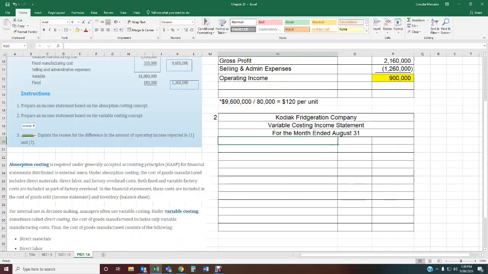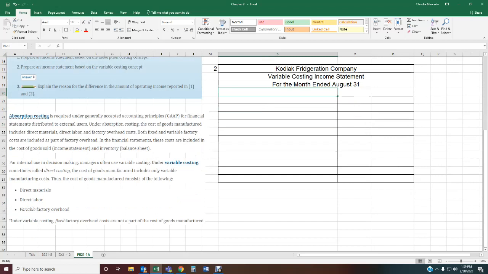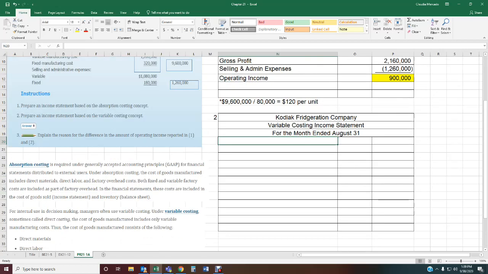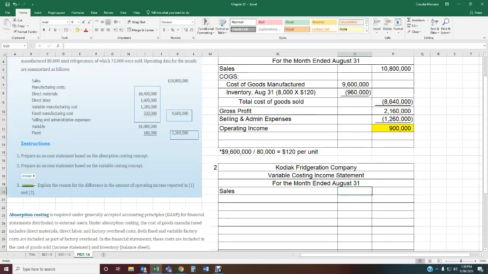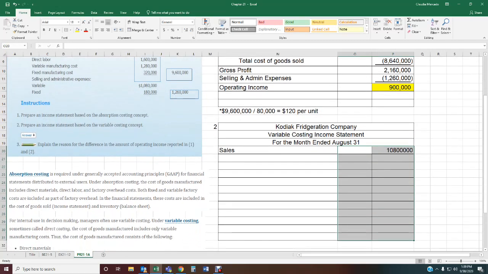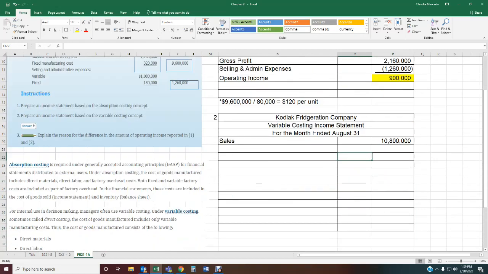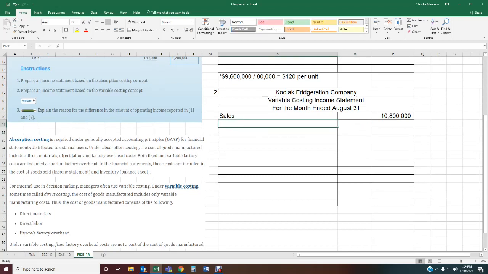Now, for the variable costing, we're going to do it a little bit differently. Remember, under the variable costing, the cost of goods manufactured includes only variable manufacturing cost. Fixed manufacturing cost is not included. So once again, we start off with our sales, and we had sales of $10,800,000. That does not change.